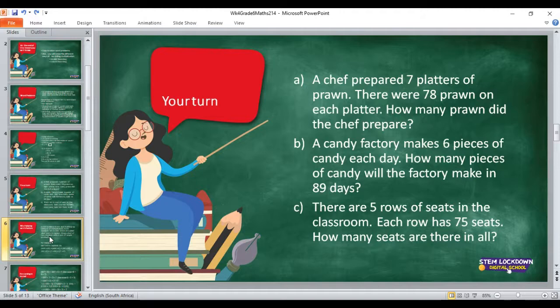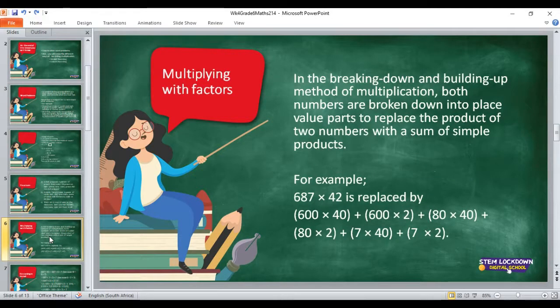All right, now looking at multiplication with factors, as I've said, you will have to learn different ways of multiplying. I said you will multiply in detail. There's a detail record and there's also a column record. Now, multiplying with factors, first the breaking down and building up method of multiplication. Both the numbers are broken down into place value parts.